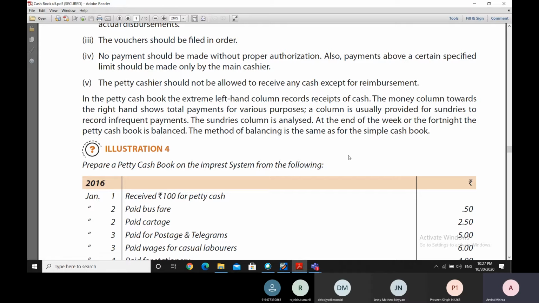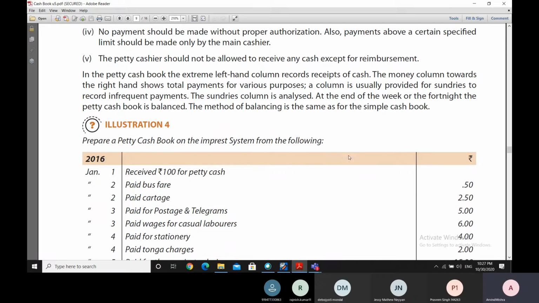And we should also allow a column to be provided for sundries to record those payments which are not frequent payments. The sundry column is analyzed, and at the end of the week or the fortnight, the petty cash book is balanced. The method of balancing is the same as for a simple cash book.